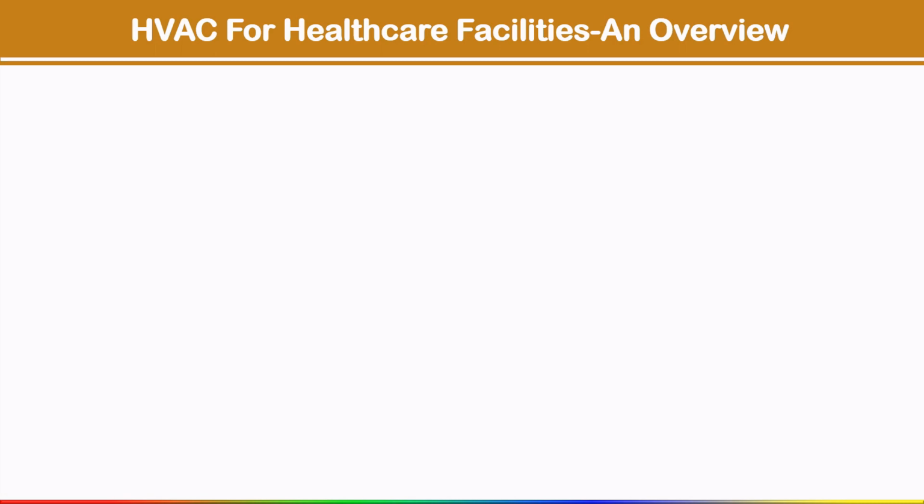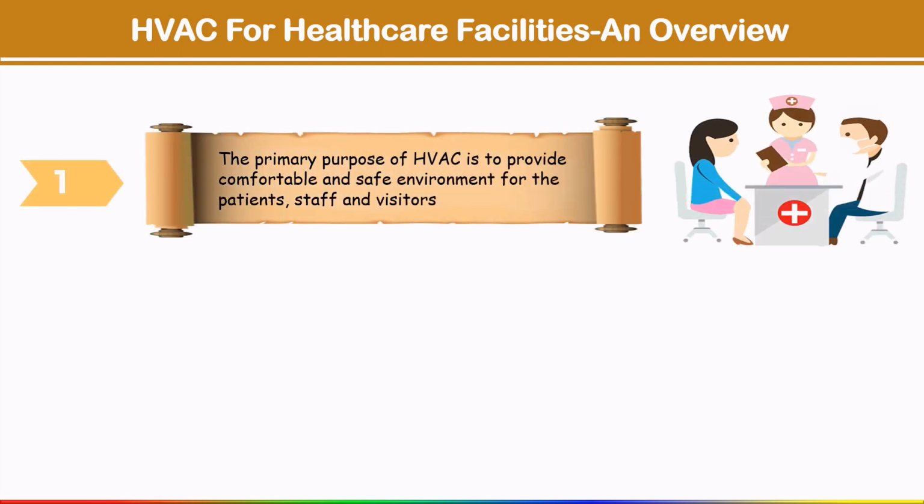Now, see, the main purpose of HVAC system is what? Here they have written: the primary purpose of HVAC is to provide a comfortable and safe environment for the patient, staff and visitor. Okay, so this is our main target. Now the question is how we can maintain a comfortable environment inside the hospital or inside any room, because in hospital we have different types of rooms like operation room, operation theater, isolation room and many other rooms.